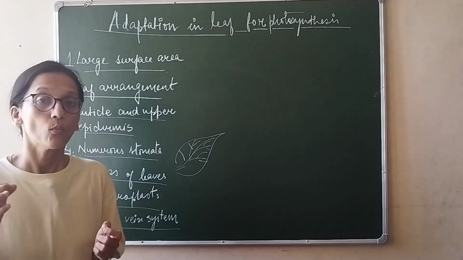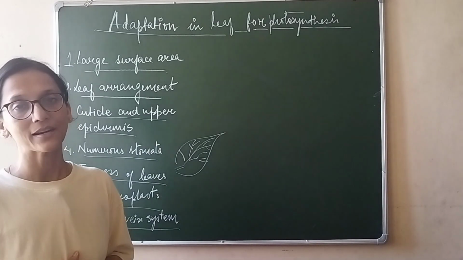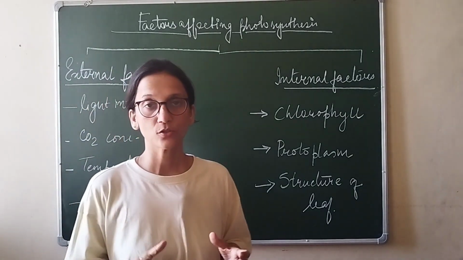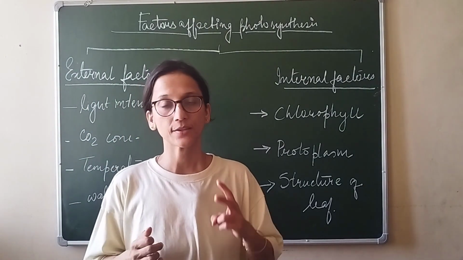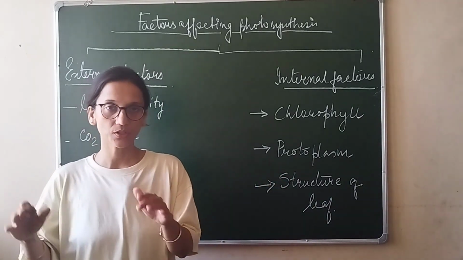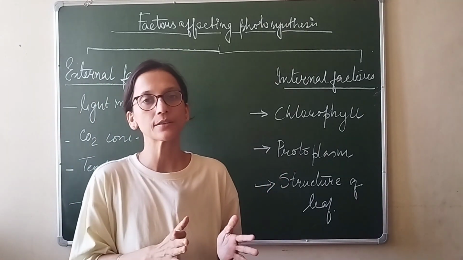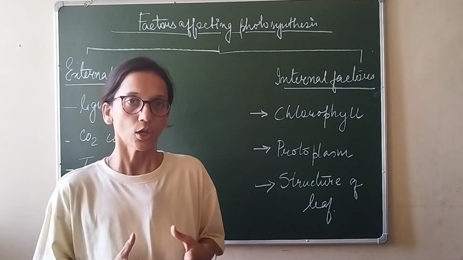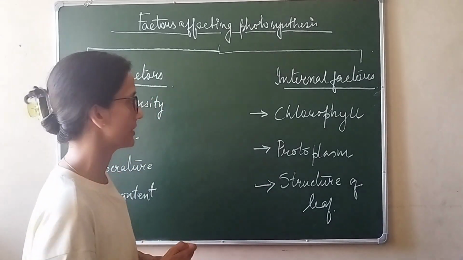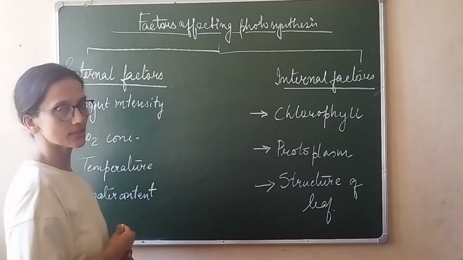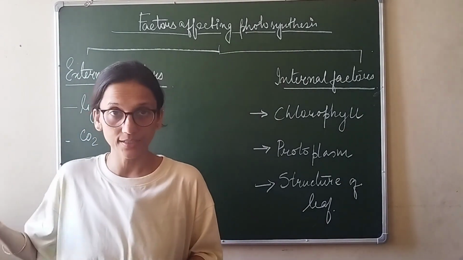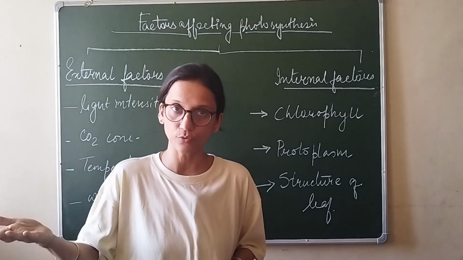Now let us discuss what are the external and internal factors that determine the rate of photosynthesis. The rate of photosynthesis is affected by 2 different factors. External factor, which is outside the plant body, and internal factor, which is inside the plant body. Let us discuss which are the external factors that can affect the rate of photosynthesis. Number 1 is the intensity of light. We can expect that as intensity of light increases, the rate of photosynthesis must also increase.